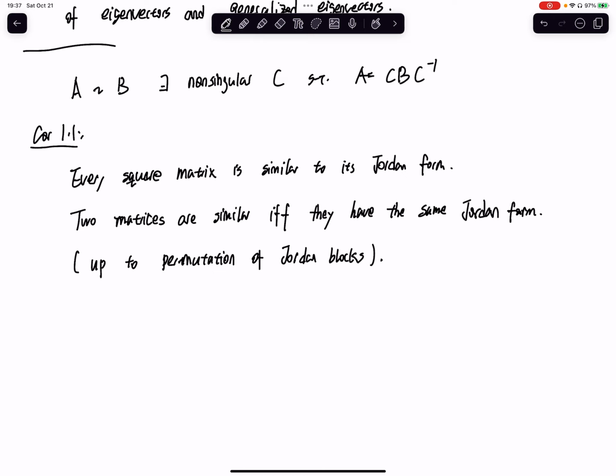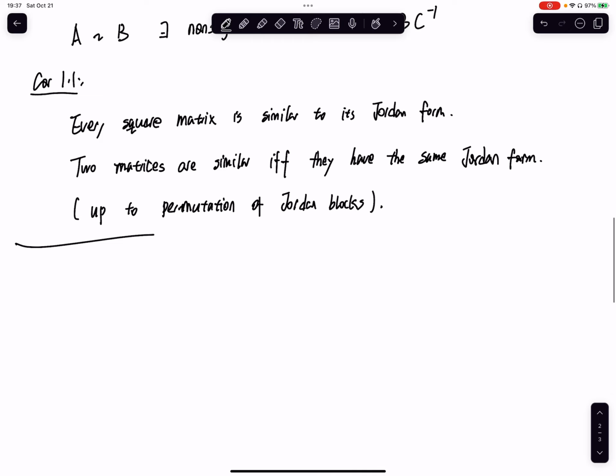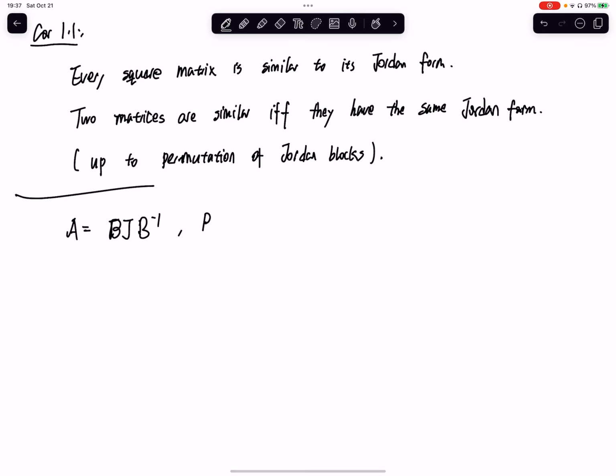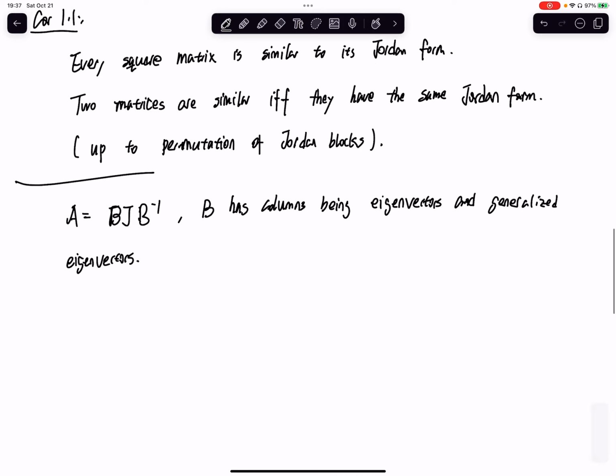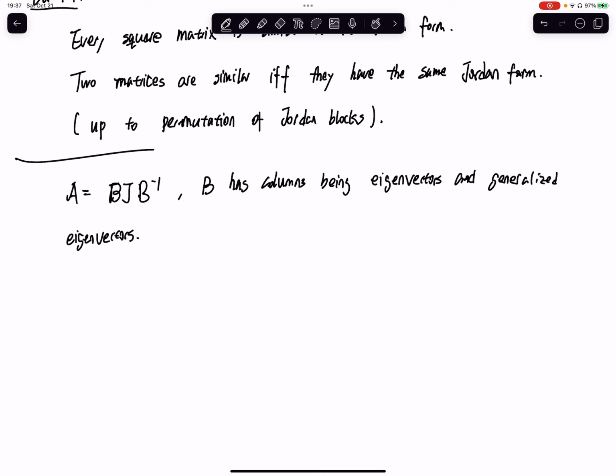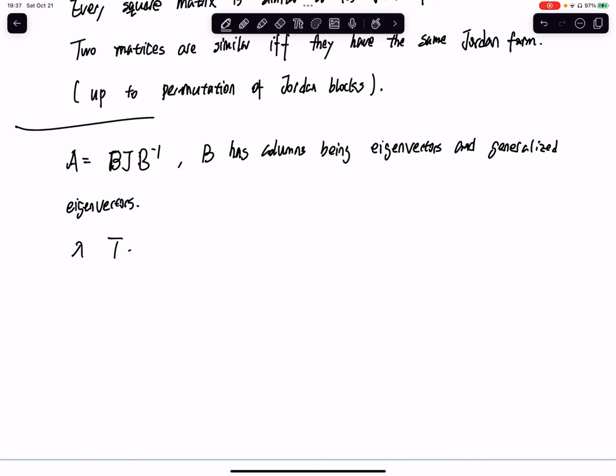Okay, so if A is a matrix and J is its Jordan form, then A equals B J B inverse, where B is the matrix with columns being eigenvectors and generalized eigenvectors. And if we let lambda be a specific eigenvalue for the operator T, then we know that there is a basis for the generalized eigenspace of T corresponding to lambda consisting of the Jordan basis.